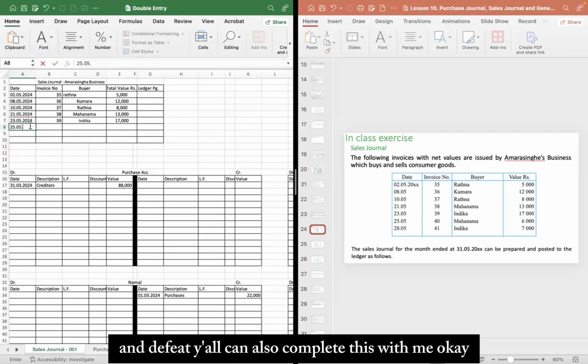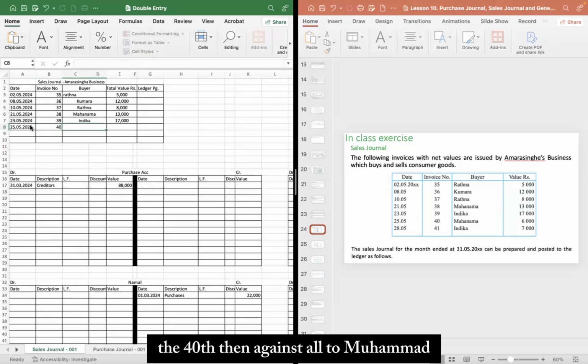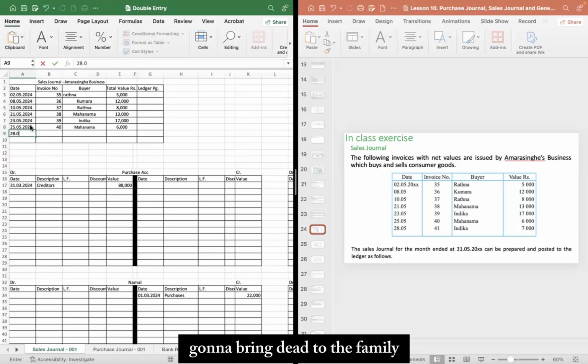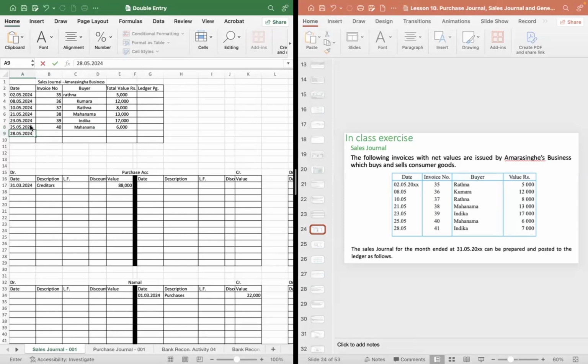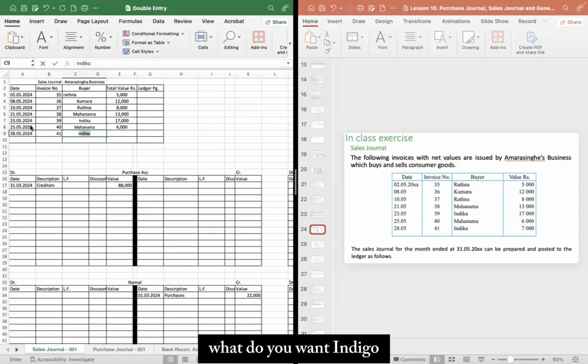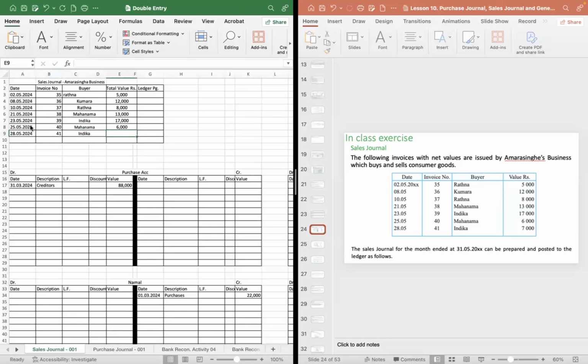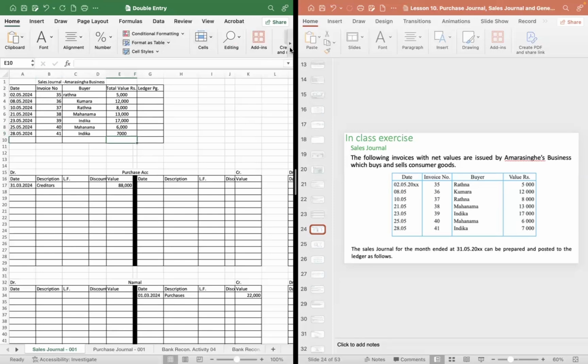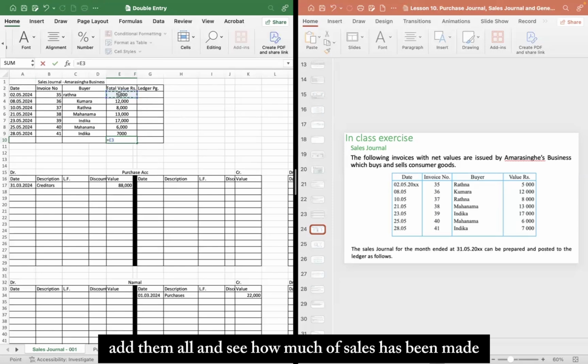Twenty-fifth May. You all can also complete this with me. Then invoice 40, again sold to Mahanama, 6,000. Then 28th May, invoice 41, Indika, that is 7,000. So we can add them all and see how much of sales has been made.